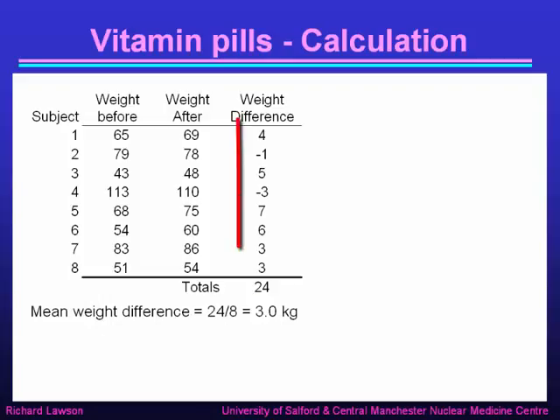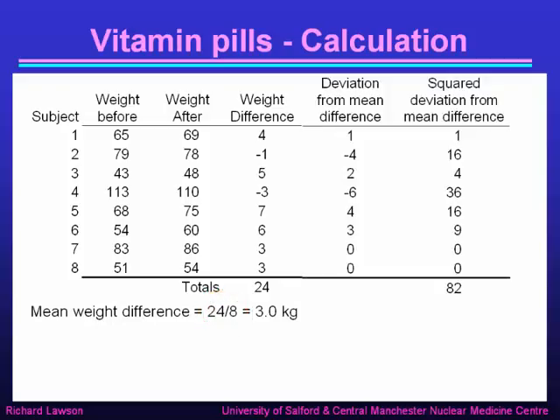If we add up all those differences, taking account of the plus and minus signs, we get a total of 24 kilograms. So the average, the mean weight difference, is 24 divided by the number of differences, the number of pairs, which is 8. So that 24 over 8 is 3 kilograms. So on average there was a weight gain of 3 kilograms.